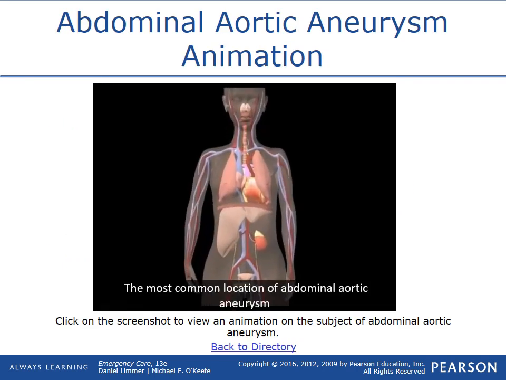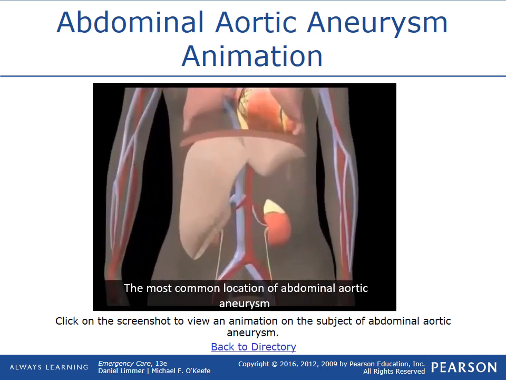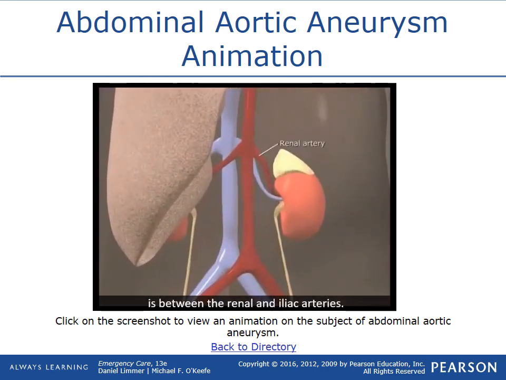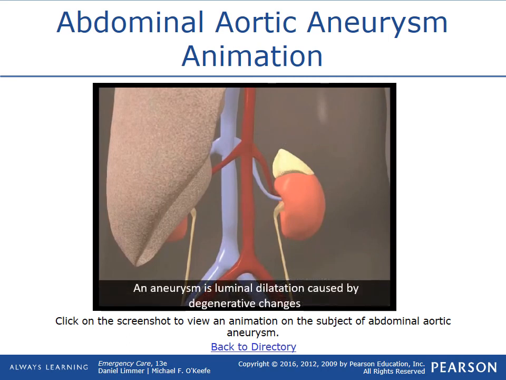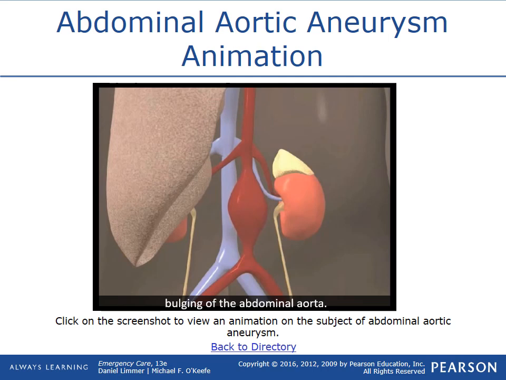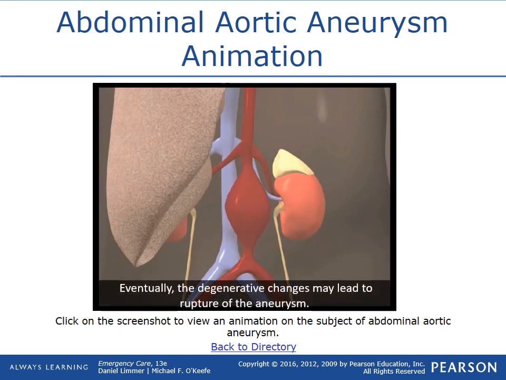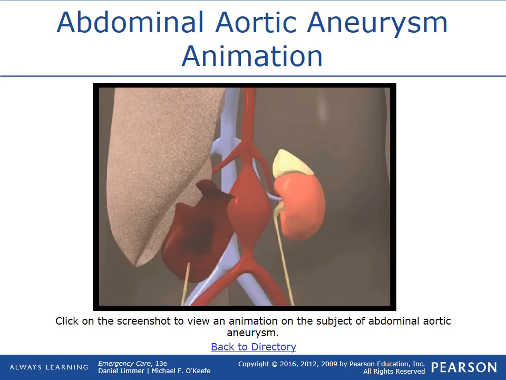The most common location of abdominal aortic aneurysm is between the renal and iliac arteries. An aneurysm is luminal dilatation caused by degenerative changes in the aortic wall, leading to an increased vessel diameter and bulging of the abdominal aorta. Eventually, the degenerative changes may lead to rupture of the aneurysm.